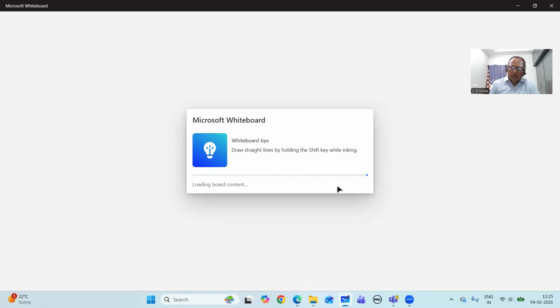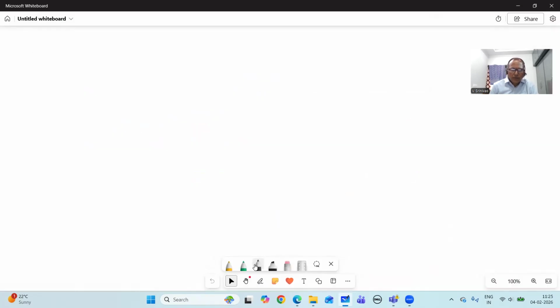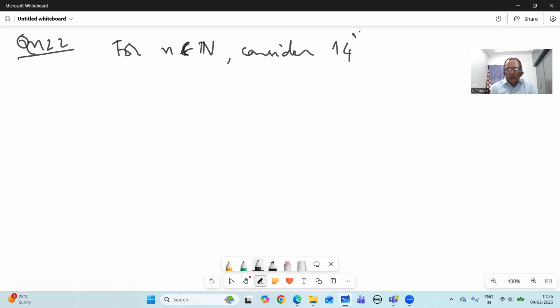Question number 22. For natural number small n, consider 14 power n. What is 14? This is (2 into 7) power n. This is 2 power n into 7 power n.